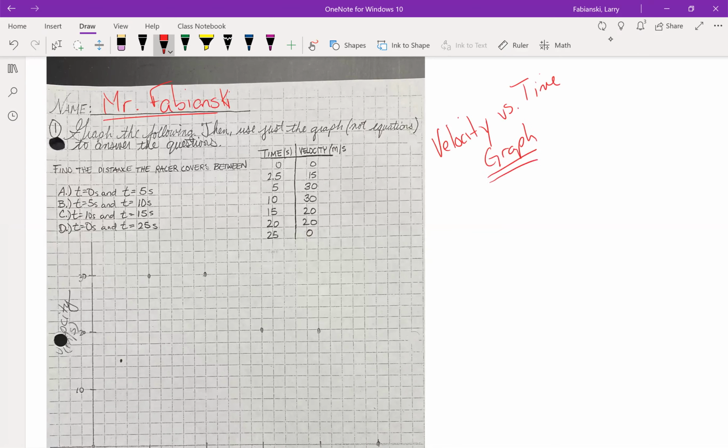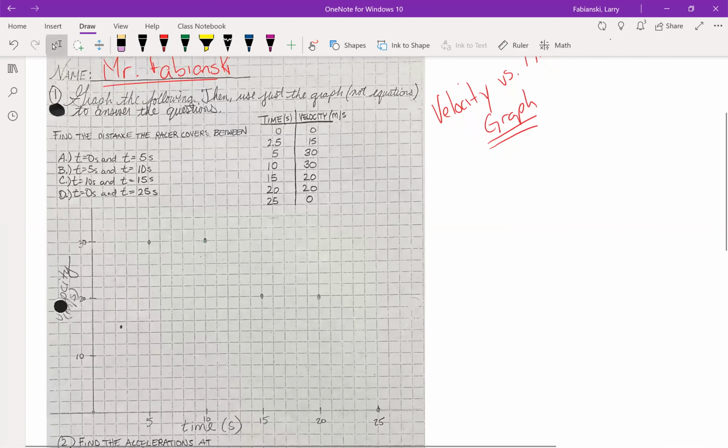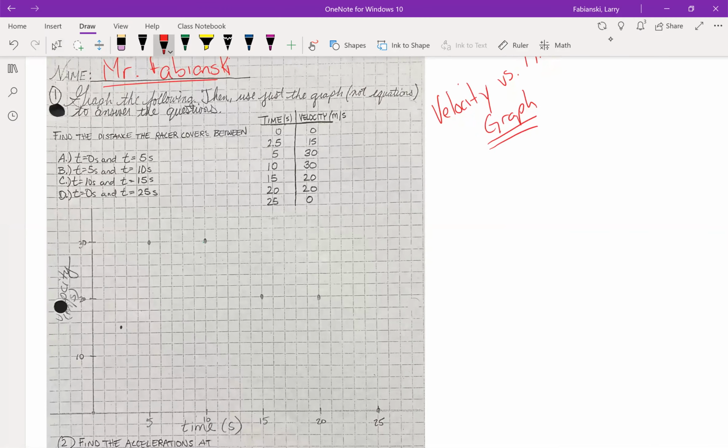All right. So let's move on up here. So it says graph the following, then use just the graph, not equations, to answer the questions below. Looking at this, we have the time and the velocity. The graph has actually already been done for us. I'm going to darken in these dots. That way you guys can see them a little clearer.